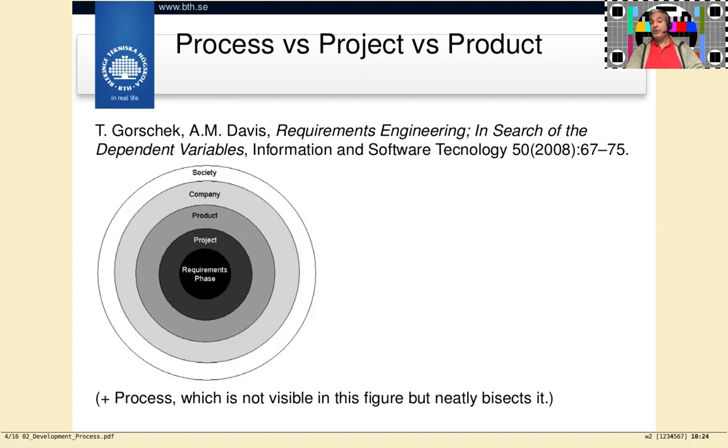So the long and the short of this picture is really that we have all these different perspectives. The society has requirements on the company and on the products. The company has requirements on the product and the project and so on. And what's best for the product will put requirements both on the company and society and on the project and the requirements phase and so on. So these are focus areas that are connected to each other.